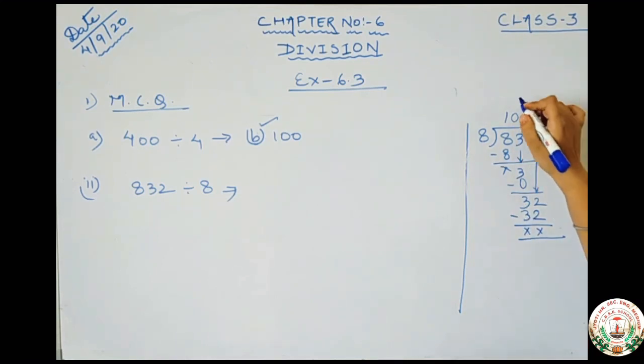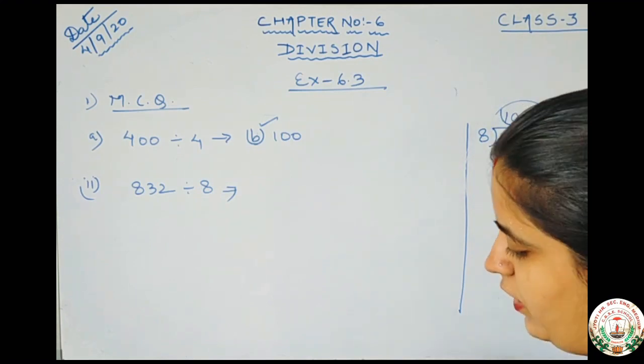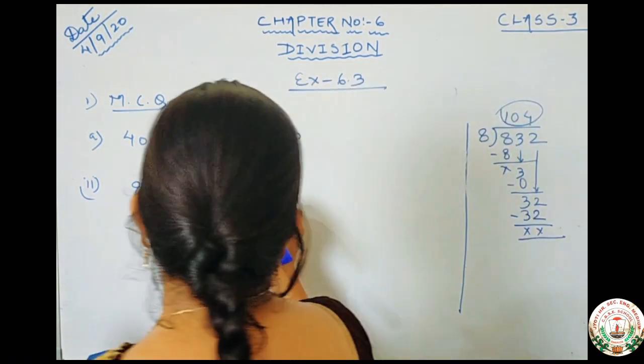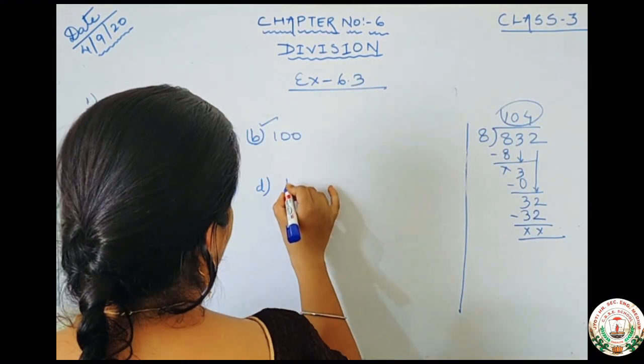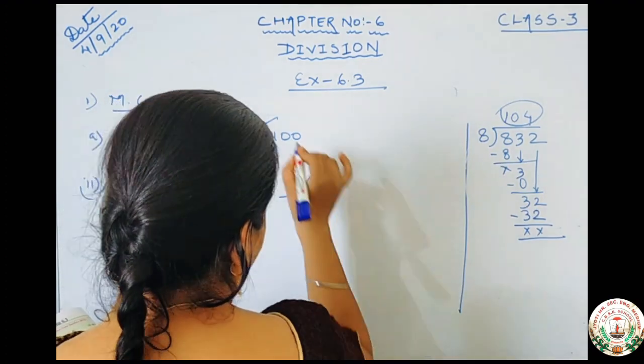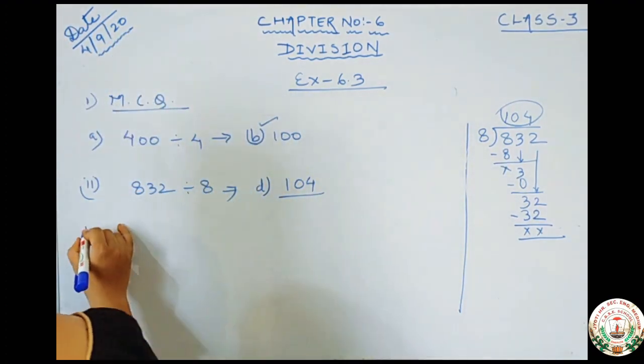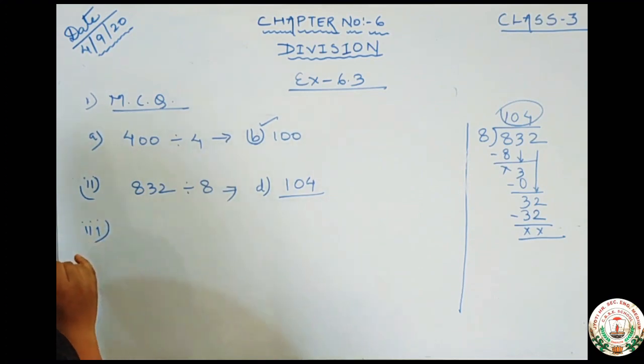Cut it. What is the answer? Answer is 104, which is given in option number D, 104. Next, number 3. What is number 3?